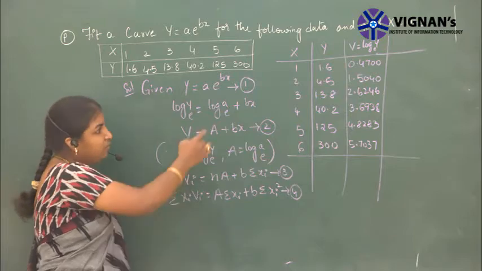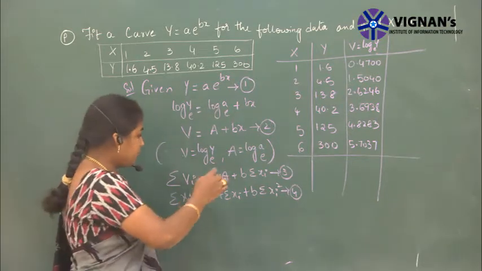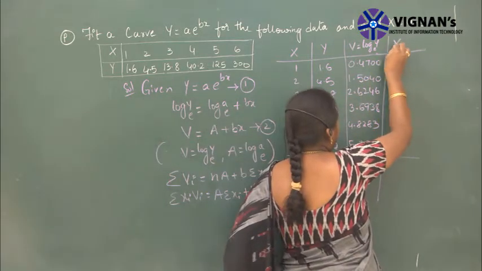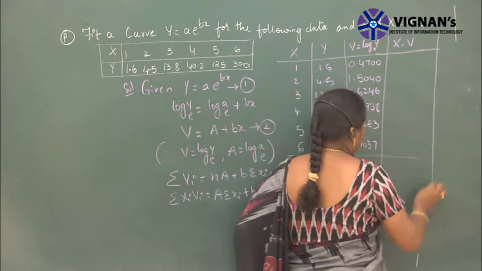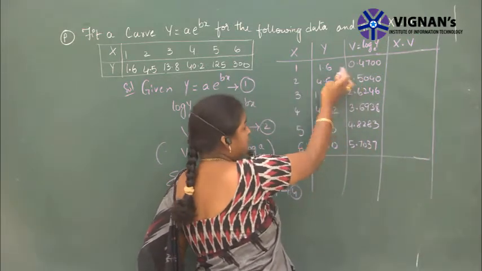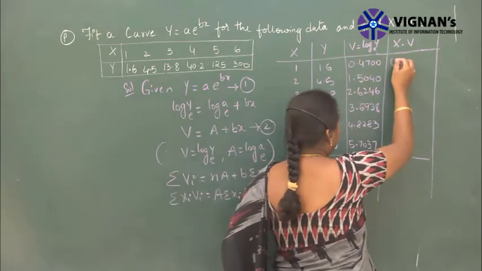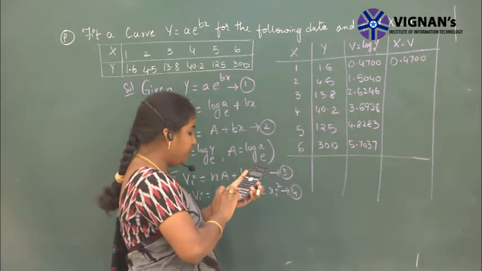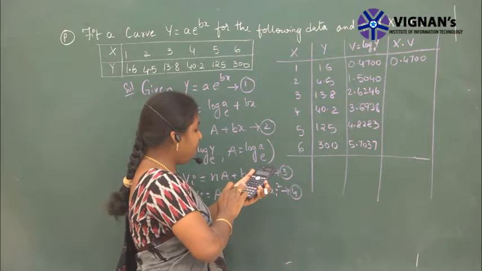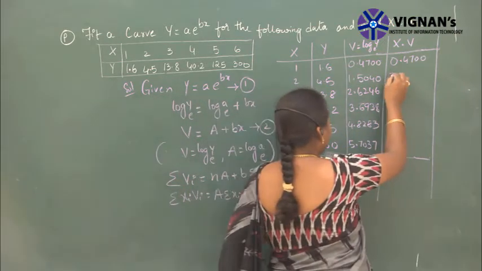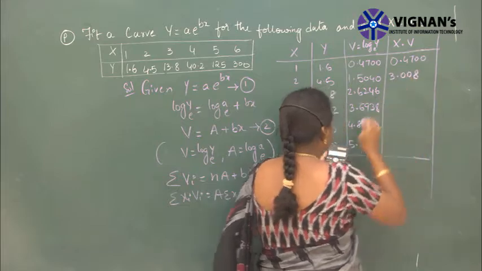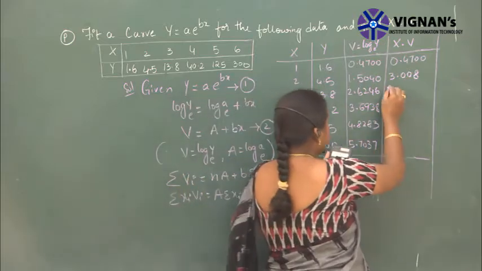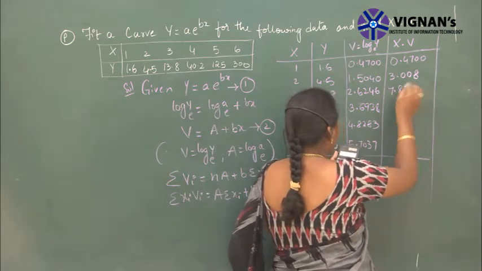So for finding summation Vi, we are finding V values. Next we want summation Xi into Vi. So that means we are multiplying X into V. So this one into this one. 1 into 0.4700 is 0.4700. Next step, 2 into 1.5040, we get 3.008. Next, 2.6246 into 3, we get 7.8738.